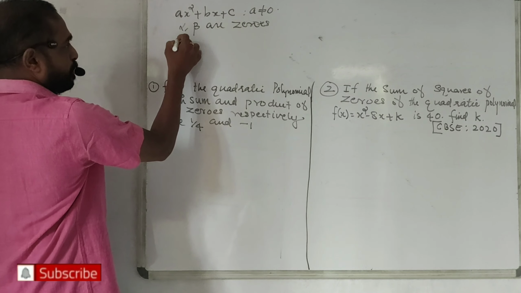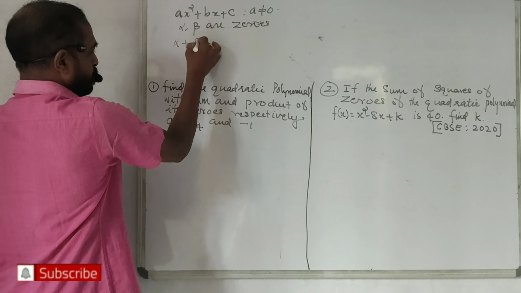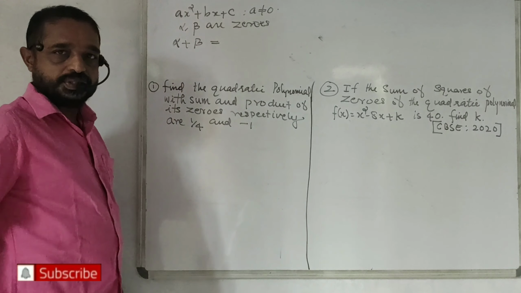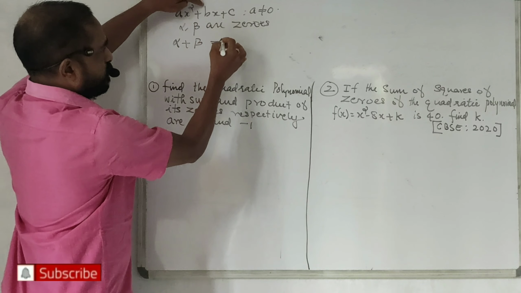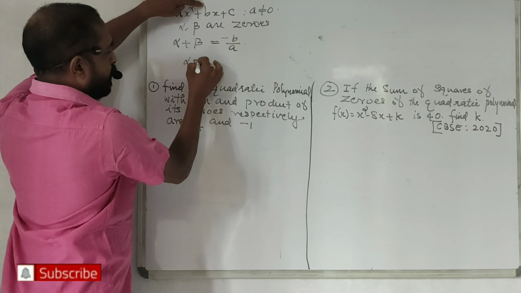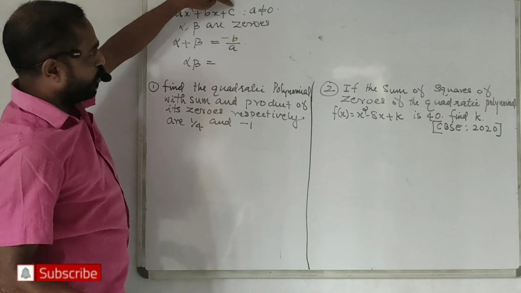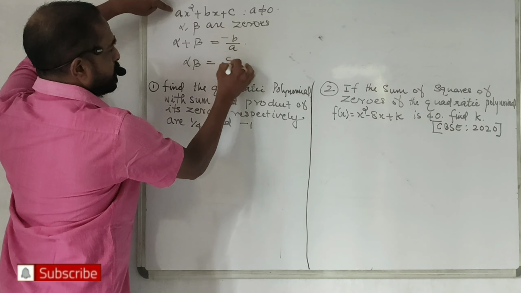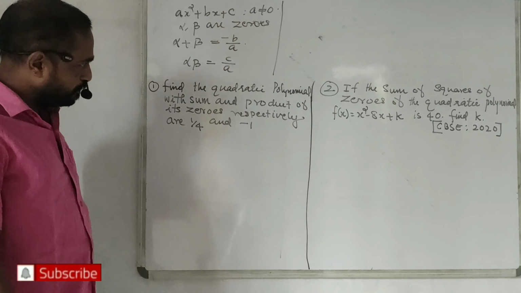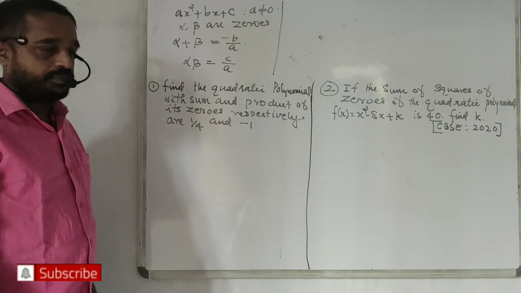Then what will be alpha plus beta? Alpha plus beta is nothing but the sum of the zeros. And the sum of the zeros will be minus b by a, and alpha into beta is the product of the zeros, that is c by a. We have seen this result in our last class on polynomials.